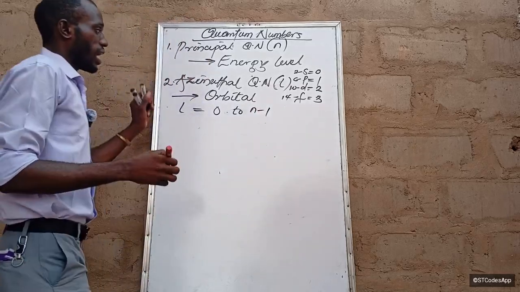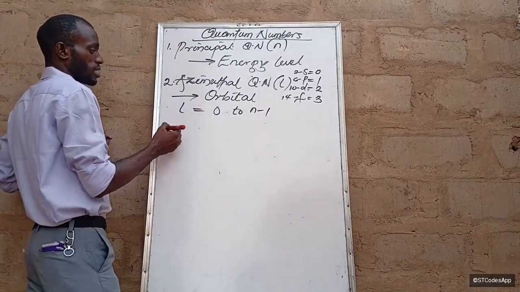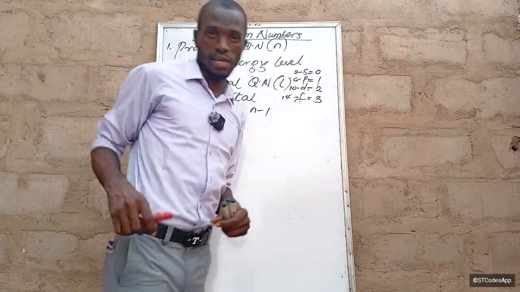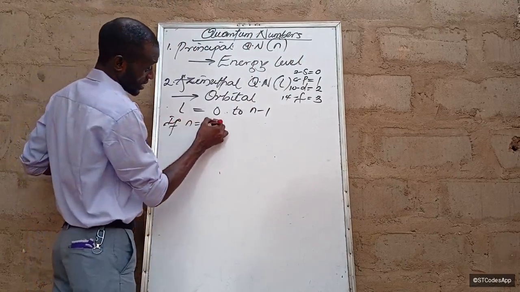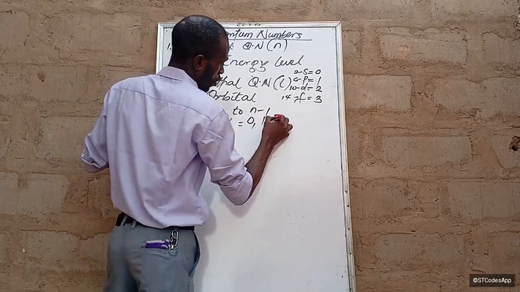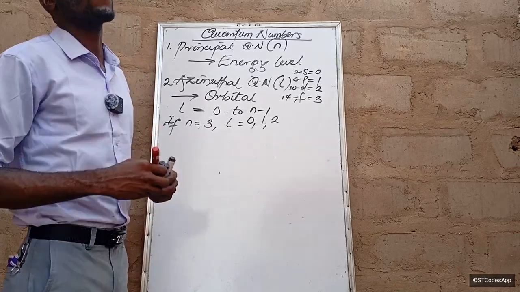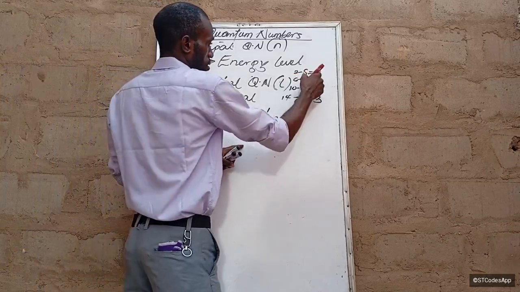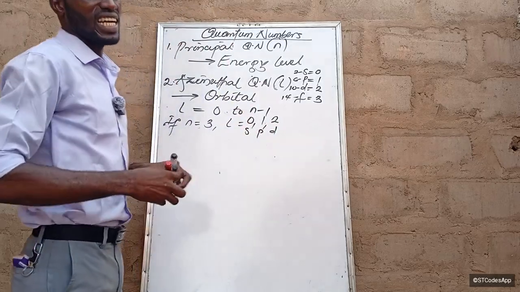Now the azimuthal quantum number l can take values from 0 to n minus 1. Azimuthal quantum number takes values from 0 to n minus 1. It means that if n is 3, for example, the azimuthal quantum number will take the range of values 0, 1, 2. Now, this 0, 1, 2 corresponds to which orbitals? s, p, d, meaning that there is no f orbital in this energy level.